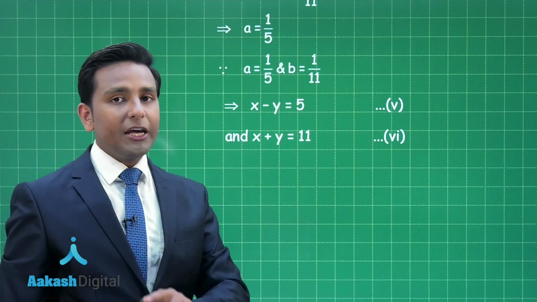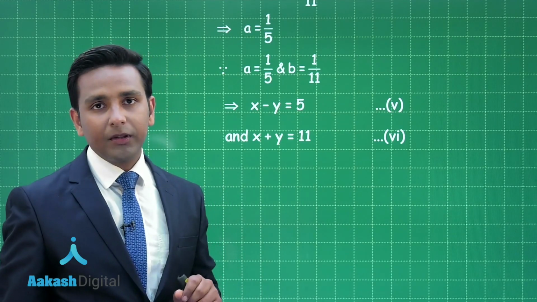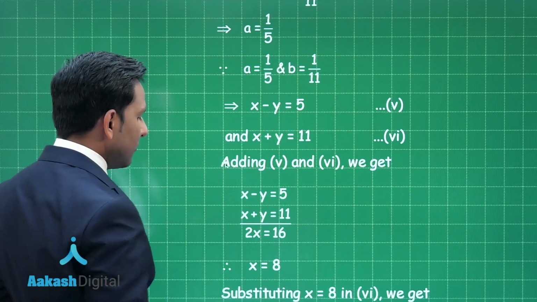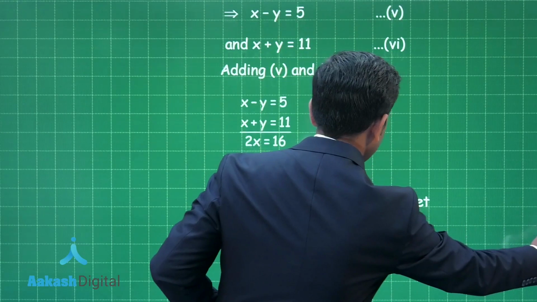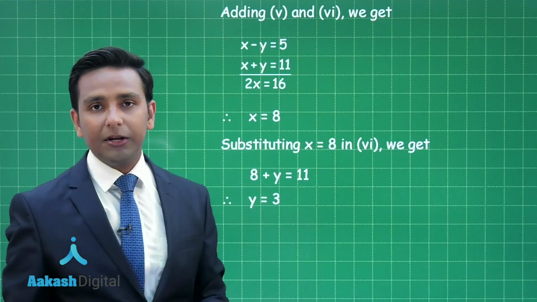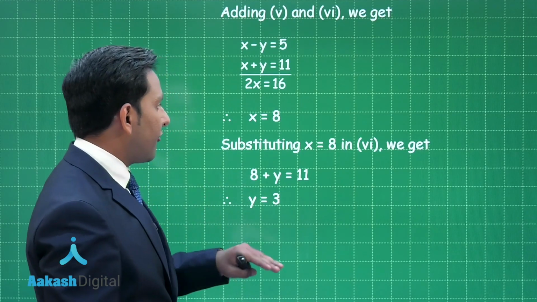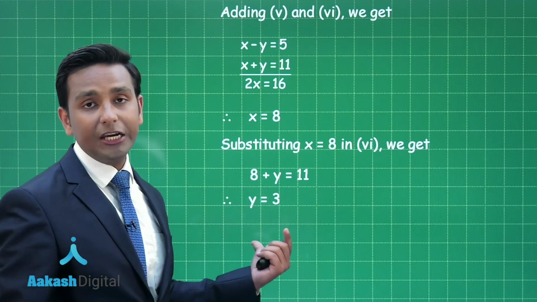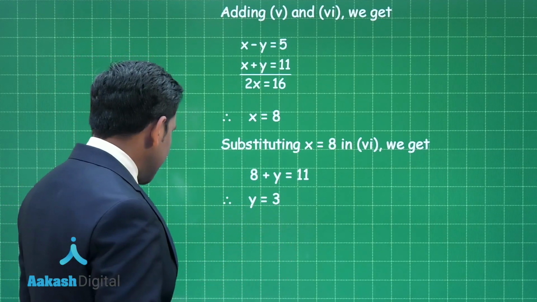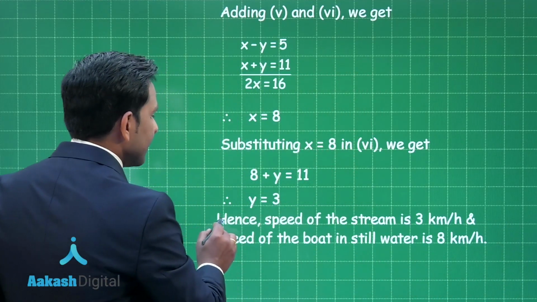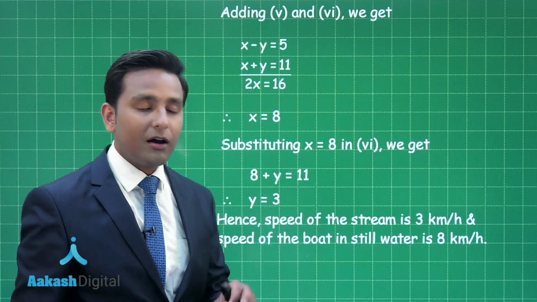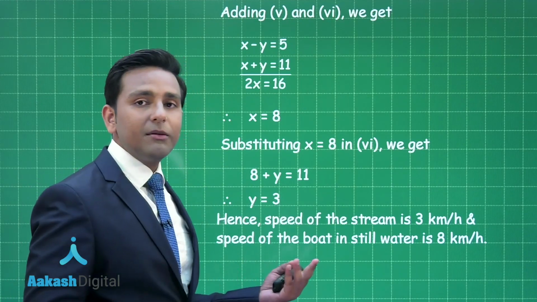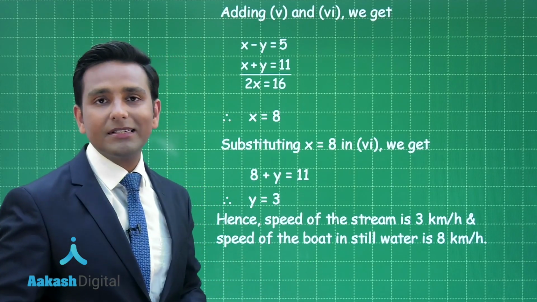Again we are getting a pair of linear equations in two variables. Again solve these two equations, and after solving them, we are obtaining the values of x and y, which are equal to 8 and 3 respectively. That means here we have the speed of boat in still water 8 km/h and the speed of stream, or you can say the speed of current. So finally you can conclude, hence the speed of stream is 3 km/h and the speed of boat in still water is 8 km/h. This question is based on the concept of pairs of linear equations in two variables.